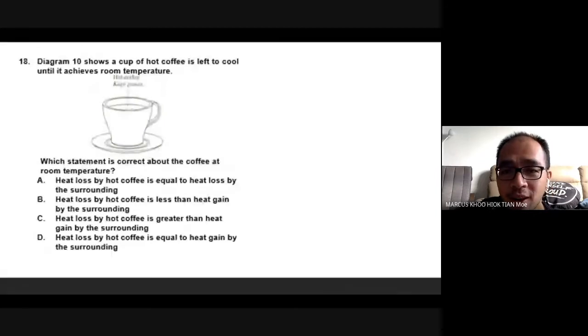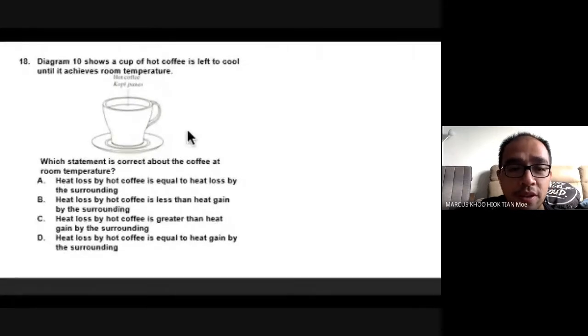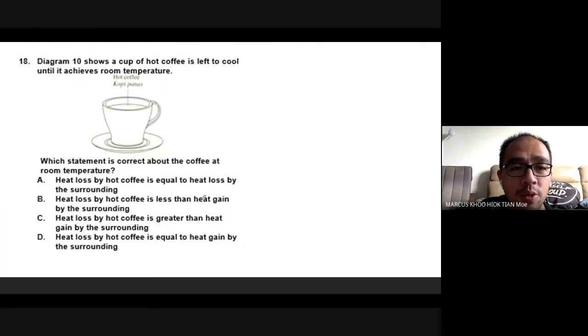How many objective questions are there? I thought there were only 15. Okay, diagram 10 shows this. Which statement is correct about the coffee? Obviously, heat lost by hot coffee is equal to the heat gained by the surrounding. Okay, I'm just going to leave this here.